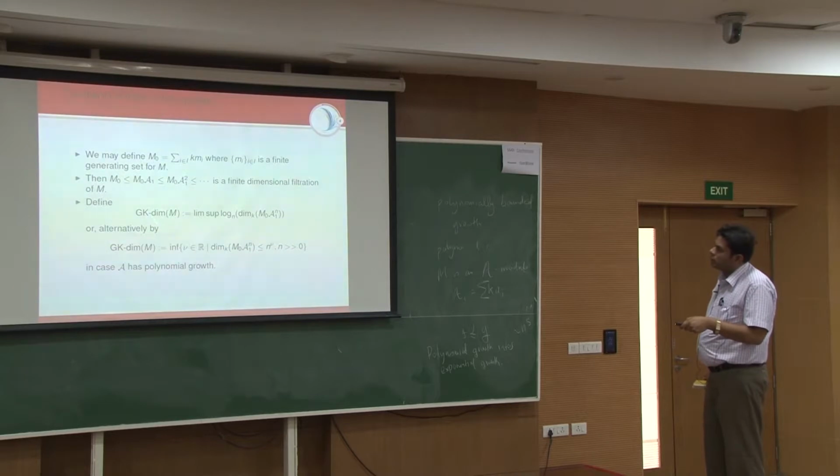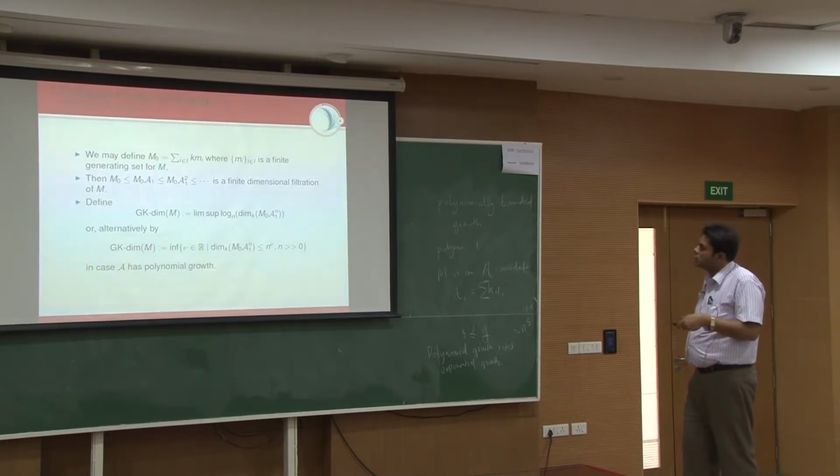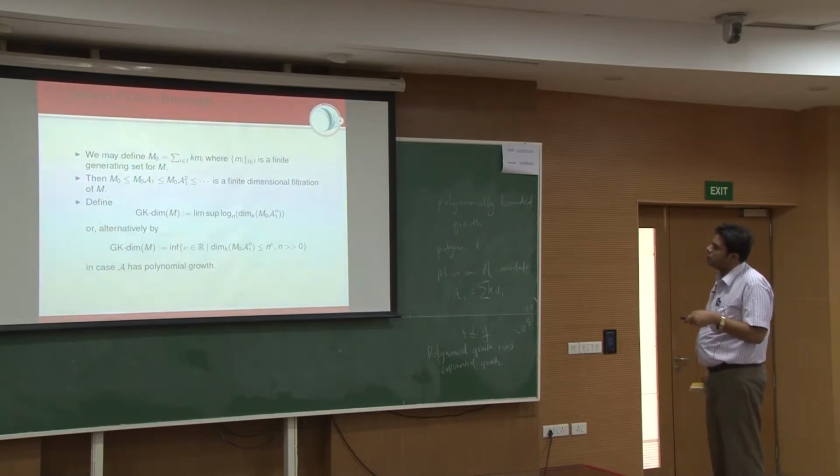Now, as we did in the case of algebras, GK dimension is defined as the asymptotic growth rate of this sequence of dimensions. It will always turn out to be between 0 and the GK dimension of the algebra. So the GK dimension of M always lies between 0 and the GK dimension of the algebra. Or, if we know that the algebra has polynomially bounded growth, then we can also use this alternative form.